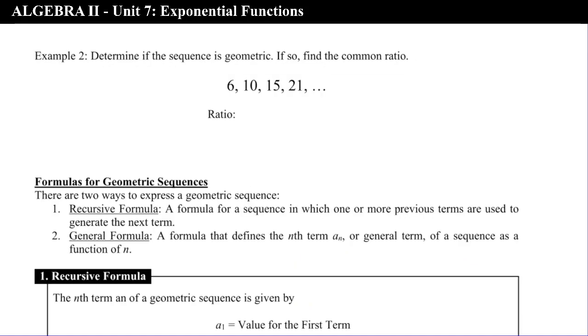Let's take a look at example 2. In example 2, we have 10 divided by 6, the previous term. That reduces down to 5/3. Then we have 15 over 10. That reduces down to 3/2. And already we can tell this is not geometric because these numbers are not the same. Just for completeness, 21 over 15, that reduces down to 7 over 5. So again, this is not geometric.